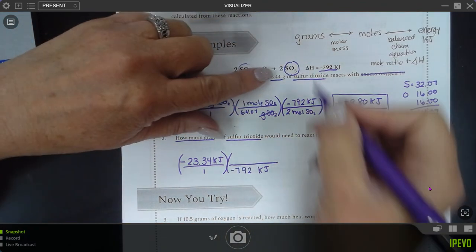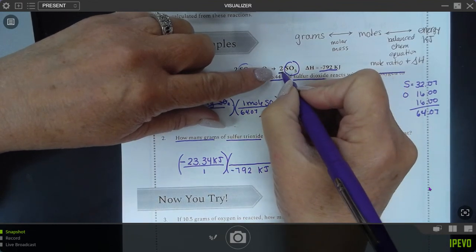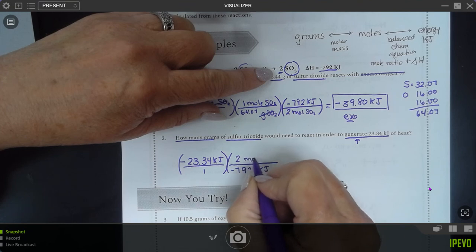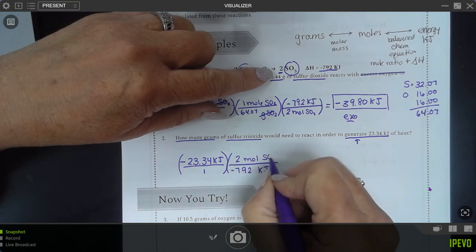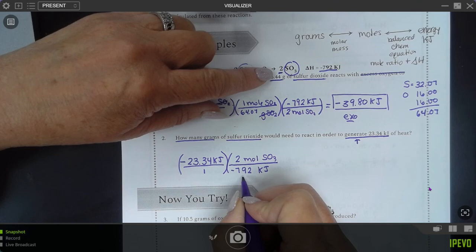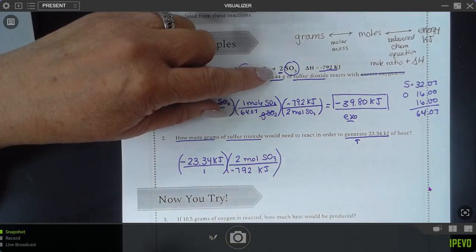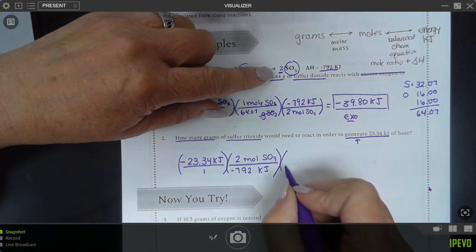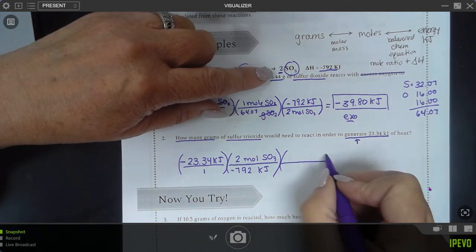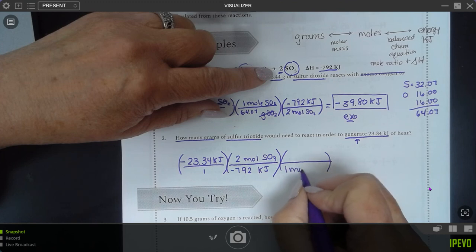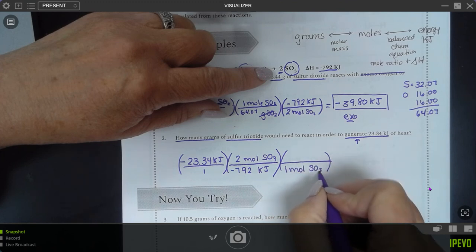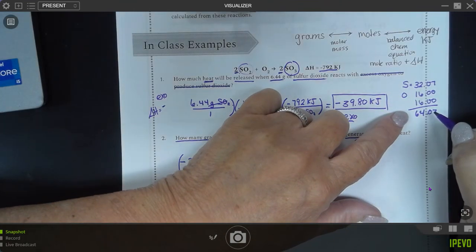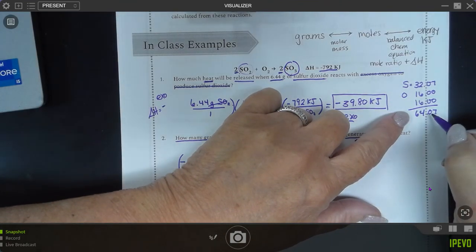But I'm looking at sulfur trioxide. So every 2 moles of sulfur trioxide produced results in minus 792 kilojoules of energy being released. And then we need to get to grams. So we're going to use our molar mass. We know that 1 mole of SO3 is going to be equal to the molar mass of SO3 from the balanced equation, from the periodic table.